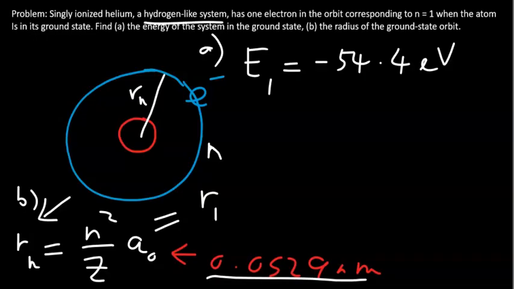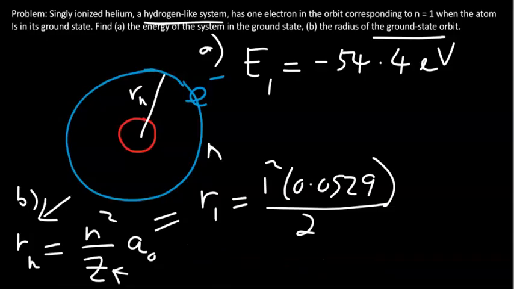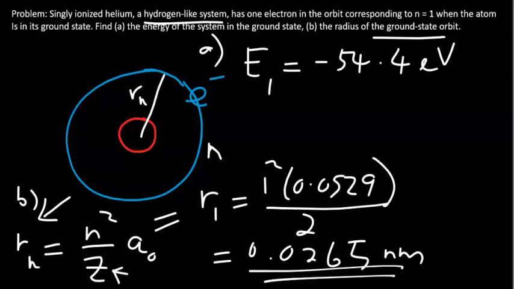So for this system that we have in this problem, the radius of the ground state orbit, r1, is therefore 1 squared times a naught, which is 0.0529 nanometer, over Z, the atomic number of helium, which is 2. And that's going to give you the following answer, namely 0.0265 nanometer. And that solves the problem.